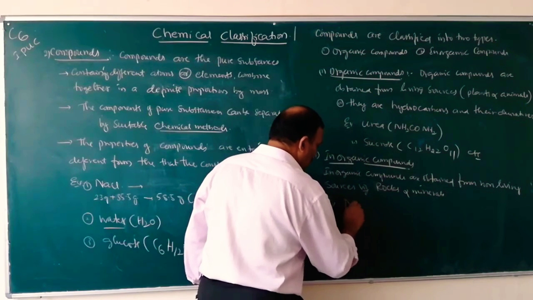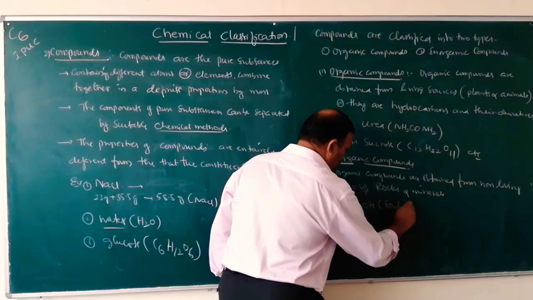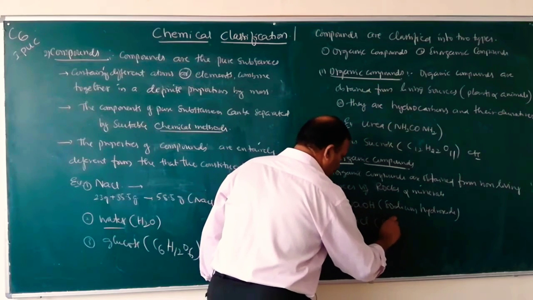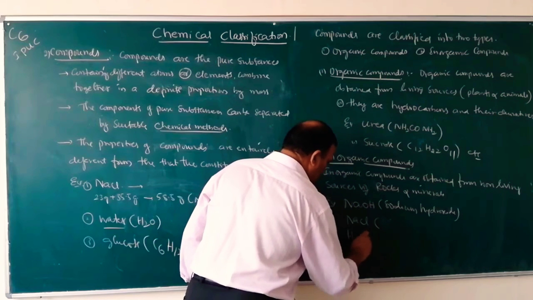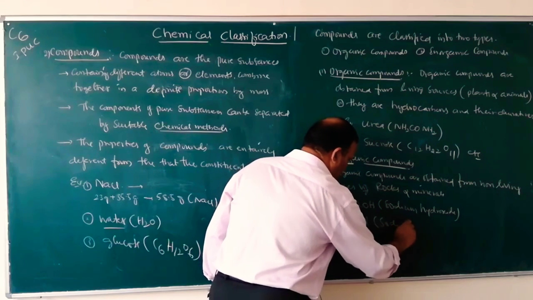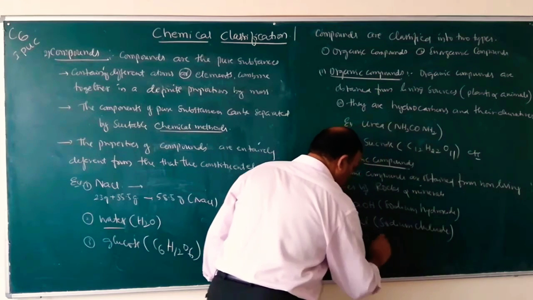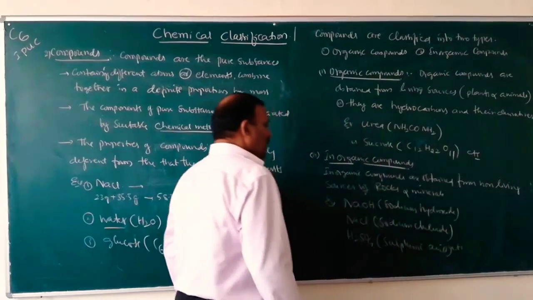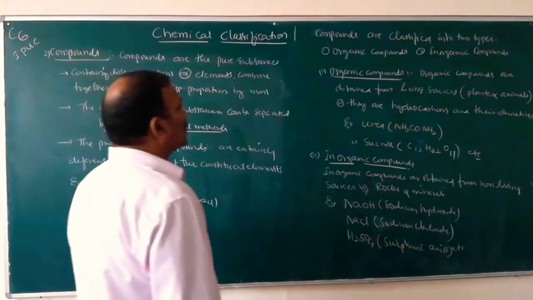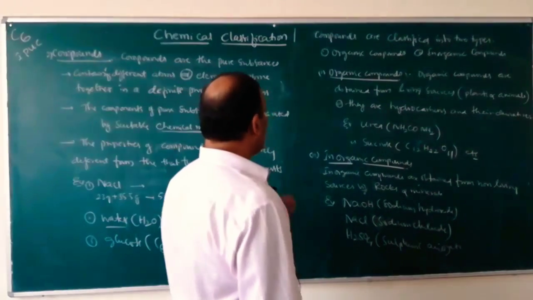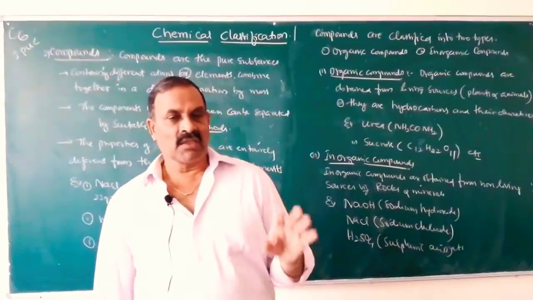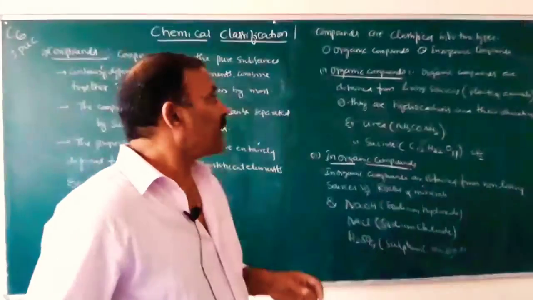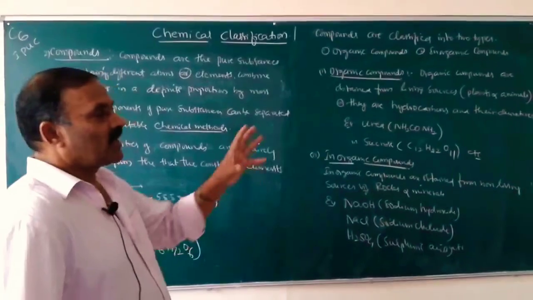Example, sodium hydroxide, sodium chloride, H2SO4, sulfuric acid, etc. So this is how compounds are classified. So in chemical classification, materials are classified into two types. Number one, pure substances, and number 2, mixtures.